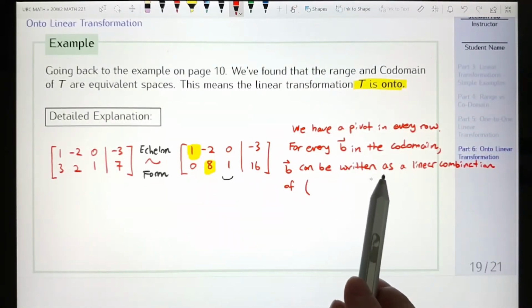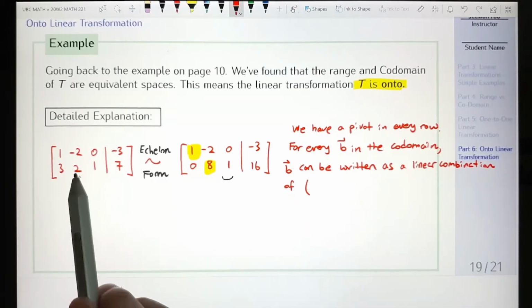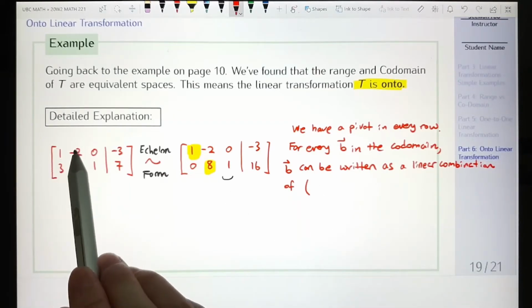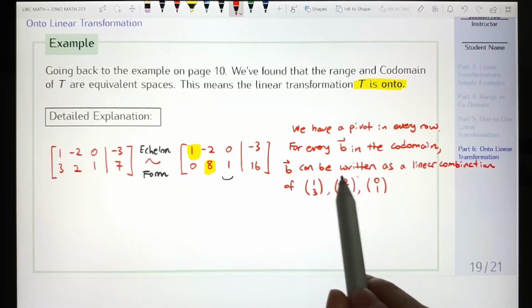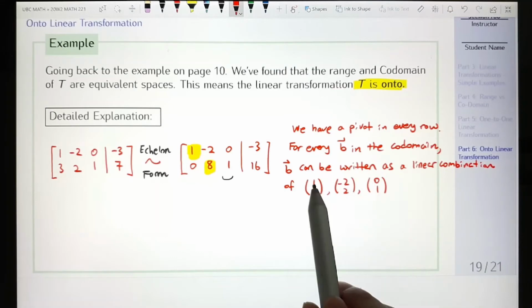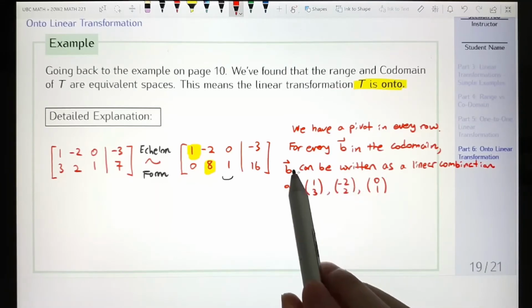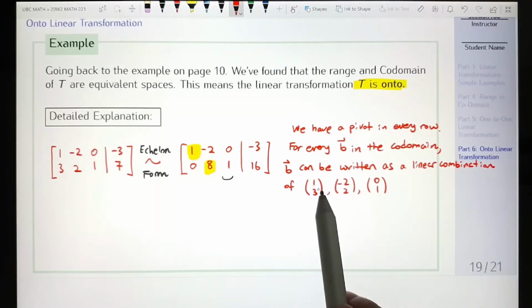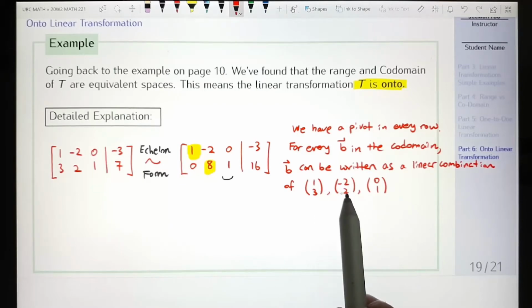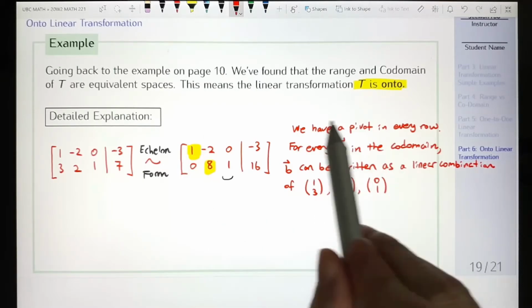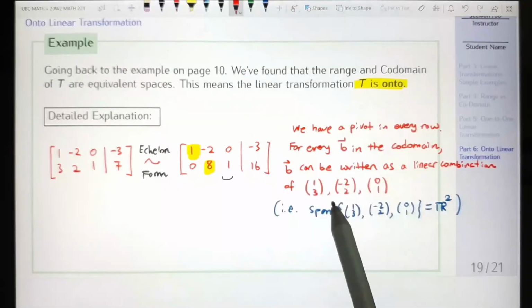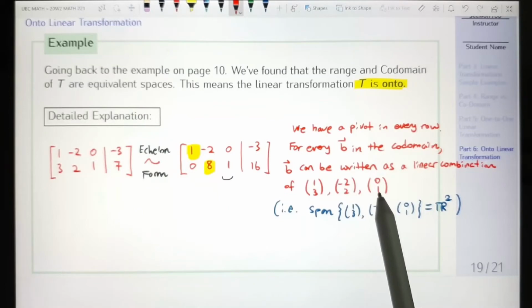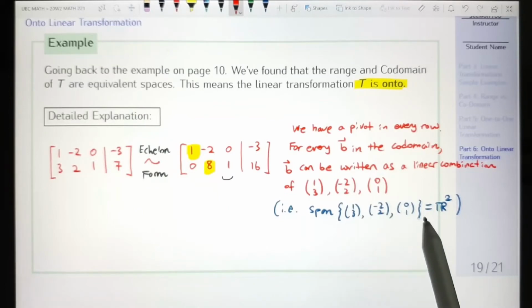B can be written as a linear combination of column vectors (1, 3), (-2, 2), (0, 1). Do you know what this means? If B can be written as a linear combination of these vectors for every B in the codomain, that means the span of these vectors is the whole space R2. Because the span of these vectors, technically the range, equals the codomain, T is onto.